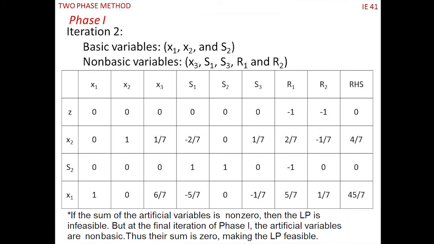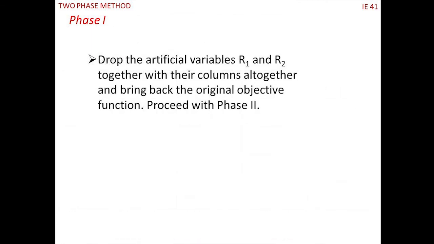x₁ = 45/7, x₂ = 4/7, x₃, s₁, s₂, and s₃ are all equal to 0. Since the artificial variables have already completed their task, we can drop them from the tableau completely and proceed with Phase 2.